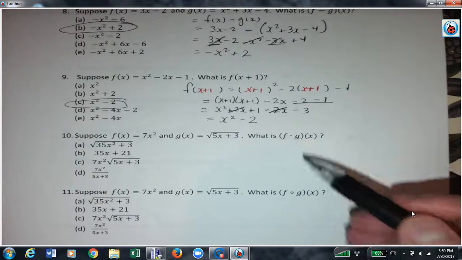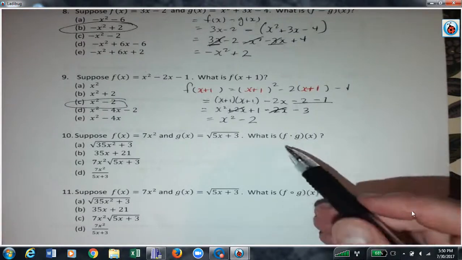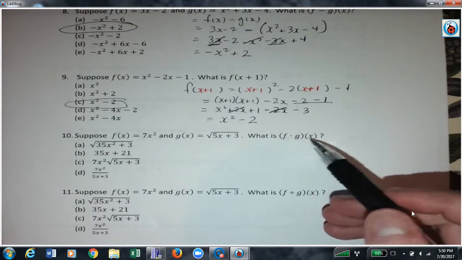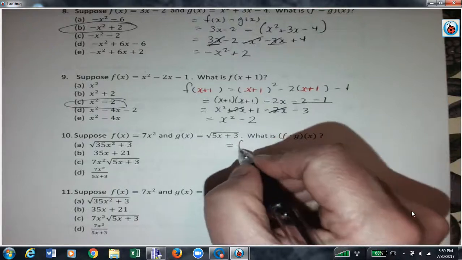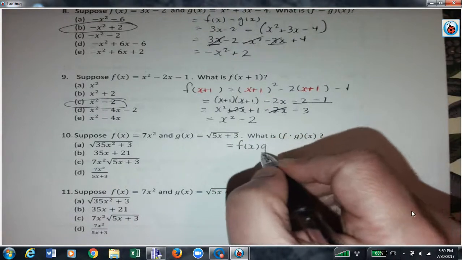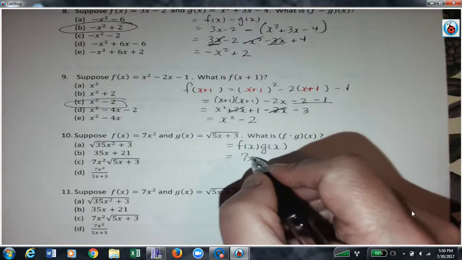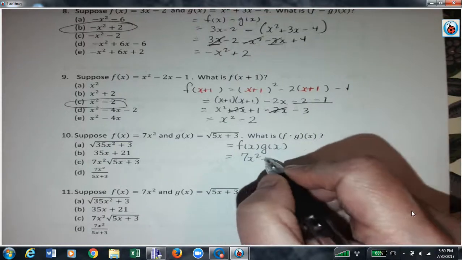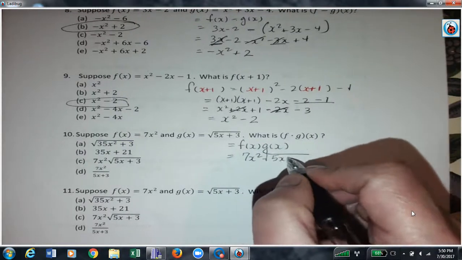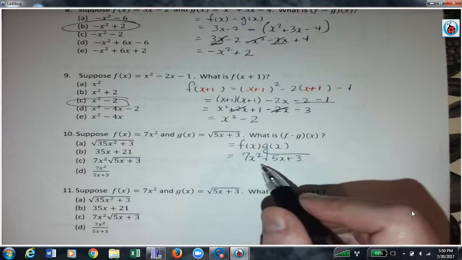Now, notice the symbols here. This is unquestionably f times g. And that's f of x times g of x. So it's going to be the formula for f times the formula for g. And there's no other way to simplify this.